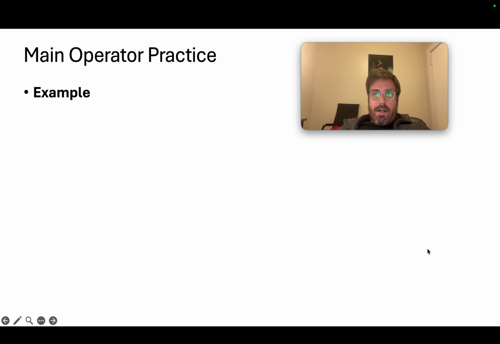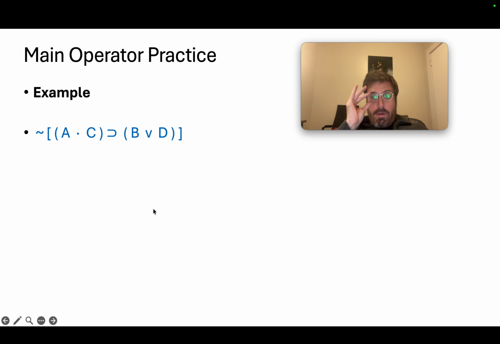So let's look at some further examples to get sort of a feel for this stuff. If you have a complex statement like this, try to, on your own, identify the main operator of this sentence. To me, this reads, it is not the case that if both A and C, then either B or D. So try to find the main operator. It looks like there are a number of different operators, tilde, dot, horseshoe, and wedge. Which one is the main operator?